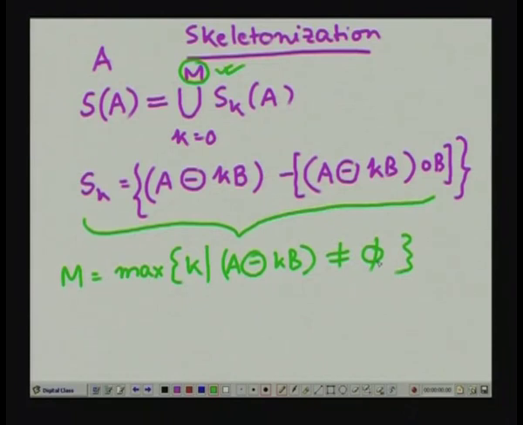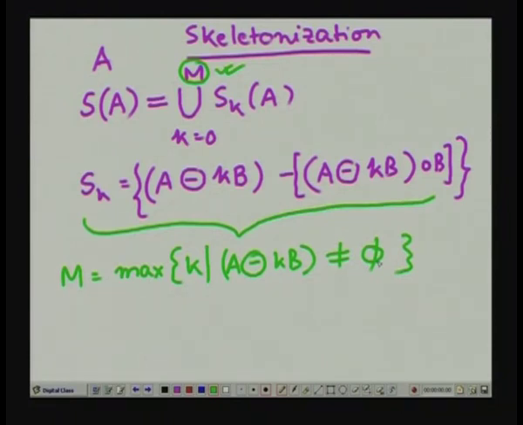Now, as we have found that the skeleton of a given point set A with respect to structuring element B can be found out by successive application of erosion with respect to the given structuring element B and an opening operation with the same structuring element B. Similarly, given the skeleton, we can also reconstruct our original point set A.